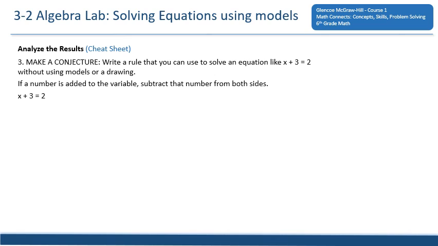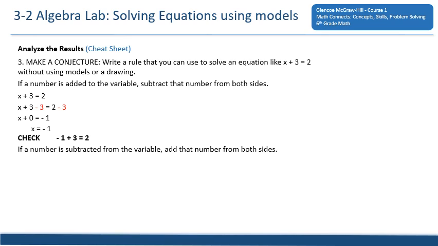So if we have x plus 3 equals 2, x plus 3 minus 3 equals 2 minus 3, and hopefully you remember that gives us 3 0 pairs on the left and 2 0 pairs on the right. So we get x plus 0 equals -1, or x equals -1. And if we check our solution by plugging in -1 for x, we get -1 plus 3 equals 2. So that is correct.